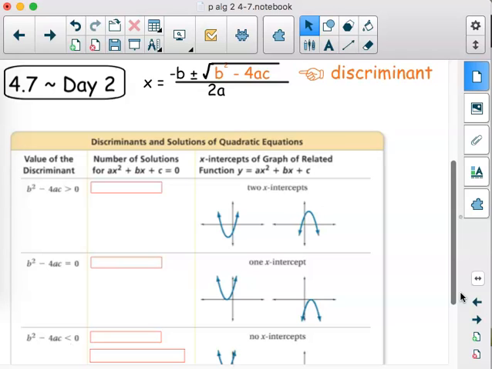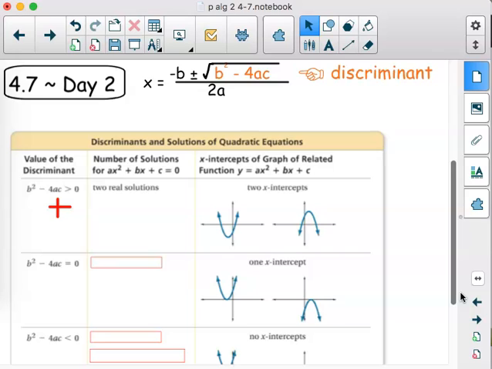We've got the value of the discriminant, how many solutions and what type, and then we have a graph to go with it. So if we graph something, a parabola, and it crosses in two spots, that's because it had two real solutions. So b squared minus 4ac comes out to be positive because it was greater than 0. And if that happens, we get two real solutions. So if it comes out to be positive, we get two real solutions.